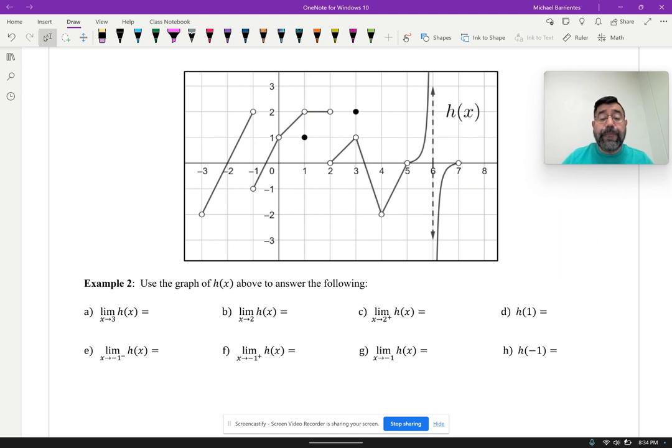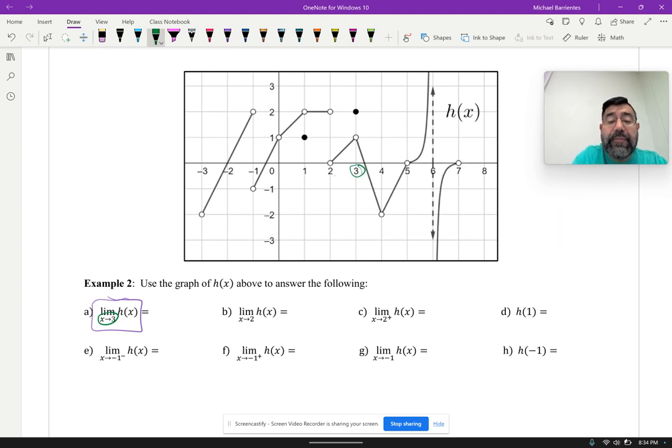So I'm going to do 4 of these, just 4 random ones, and then I'm going to have you do 4, and then you can check to see how you do. All right, let's see. Let's do the first one. The first one says, can you find the limit of the function h of x as x approaches 3? So I'm going to circle x approaches 3 because that tells me where to look.